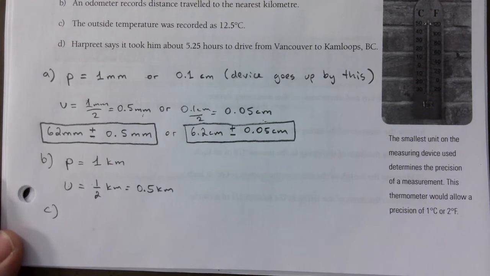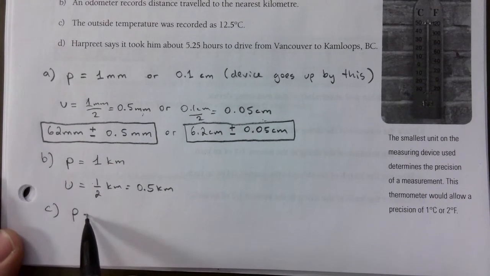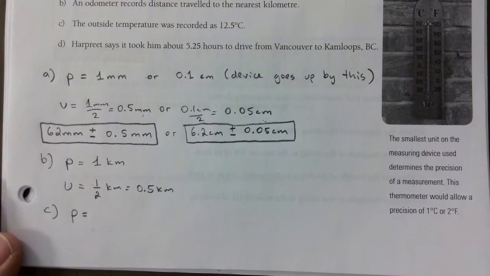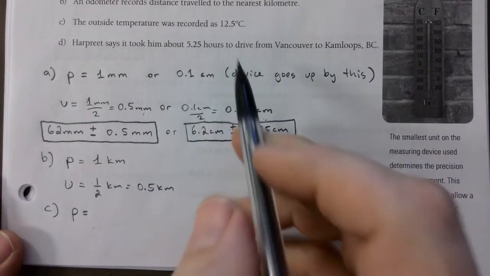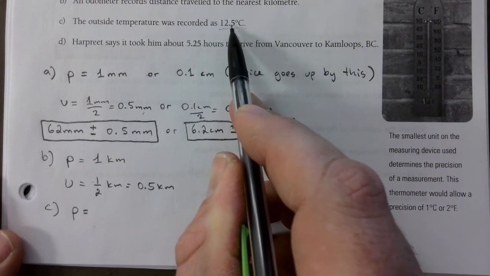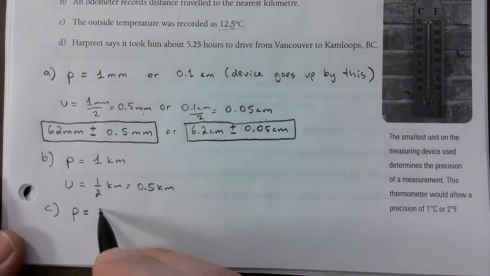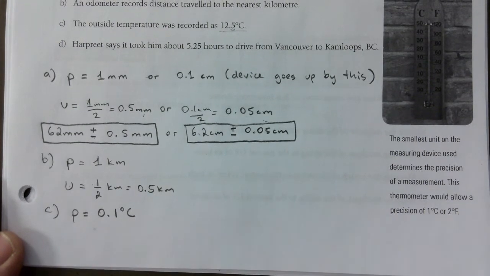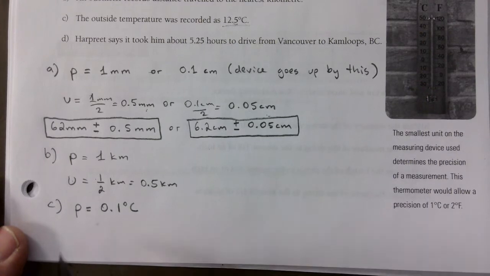The outside temperature recorded is 12.5 degrees Celsius. Do we have a measuring device anywhere? Do they give us a picture of it? No. We have to go by the actual number. This is precise to the nearest 0.1, right? That you see 1 decimal there. So the precision is 0.1 degrees Celsius. Make sure you have your units there. Okay?